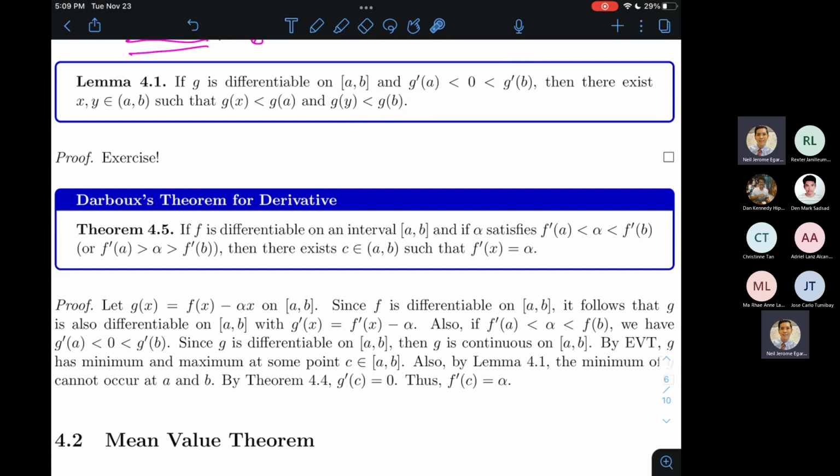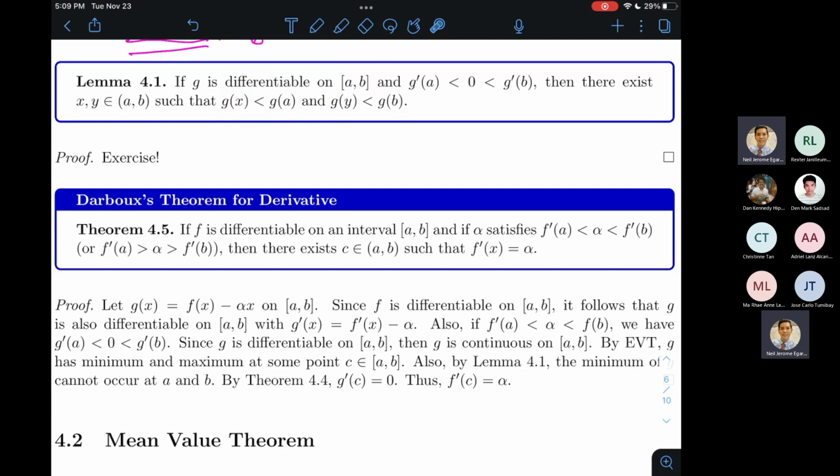So kapag ka si G ay differentiable sa closed interval AB, tapos yung derivative ni G kay A at derivative ni G kay B follows this inequality. So G prime of A is less than 0 while G prime of B is greater than 0. Then there exists two numbers, x and y, on the interval AB such that G of x is smaller than G of A and G of y is smaller than G of B.